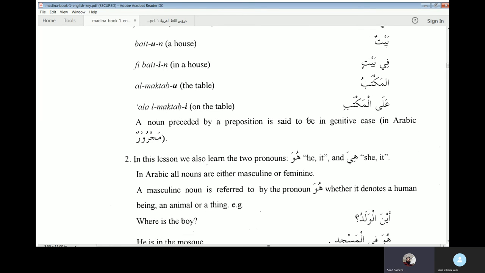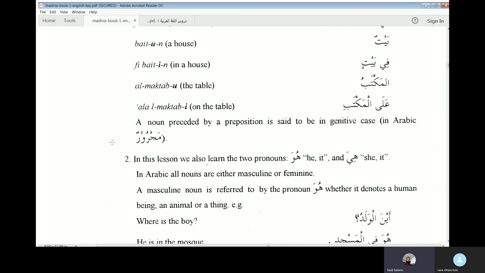Harf jar makes the word majroor. What makes the word majroor? Harf jar. Harf jar means preposition, and harf jar makes the word majroor.